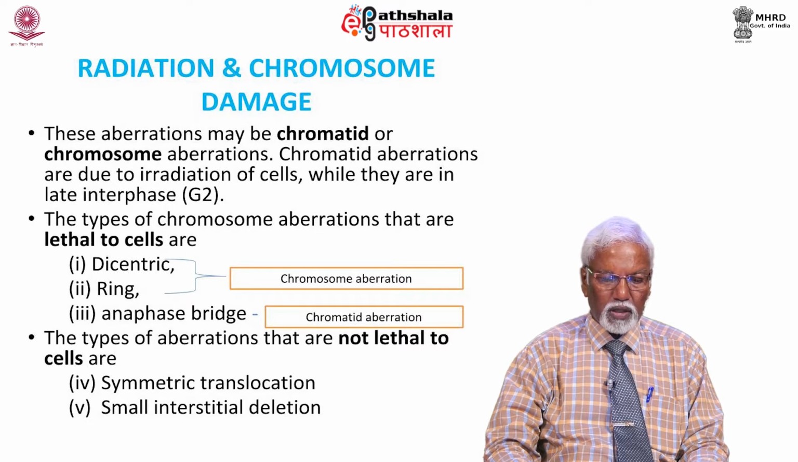The types of chromosome aberrations that are lethal to cells are dicentric, ring, and anaphase bridge. Dicentric and ring are called chromosome aberrations. Anaphase bridge is called chromatid aberration. The types of aberration that are not lethal to cells are symmetric translocation and small interstitial deletion.